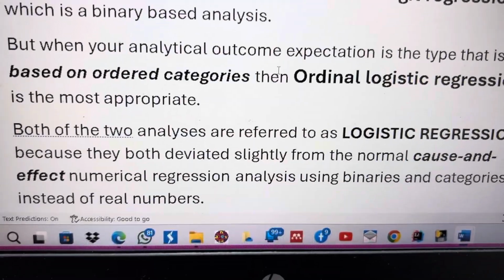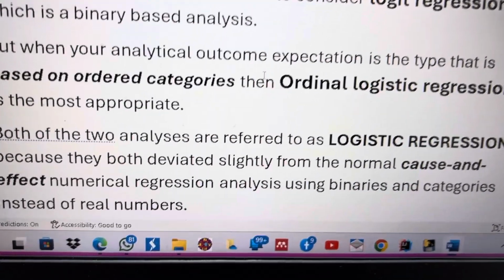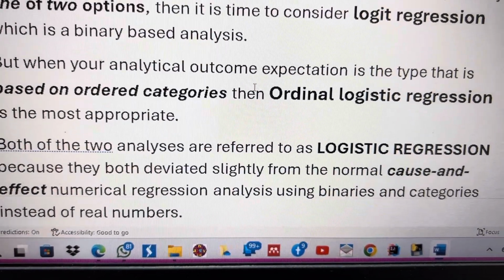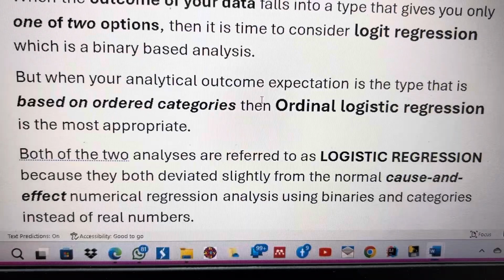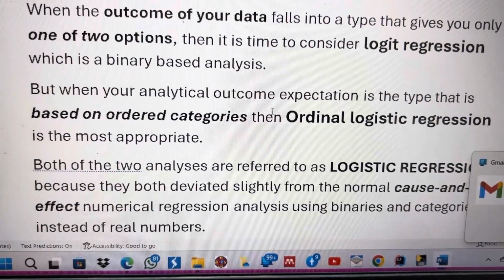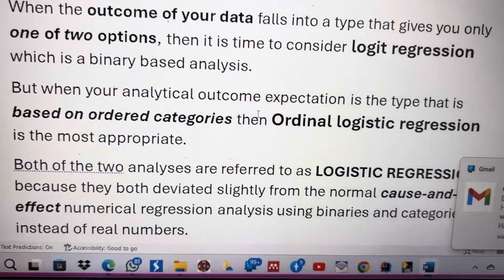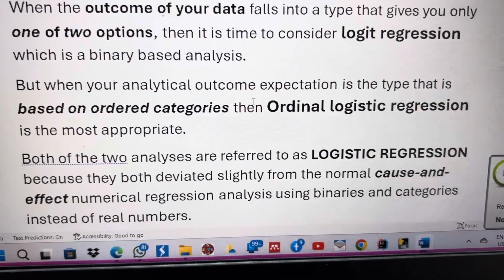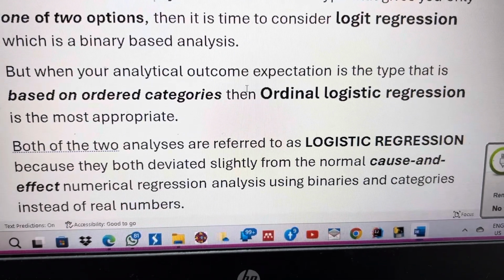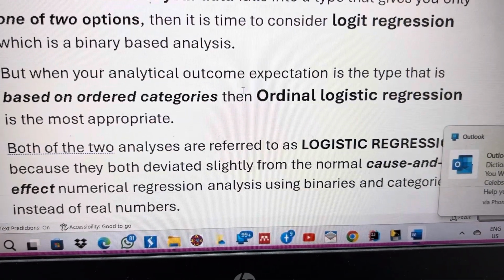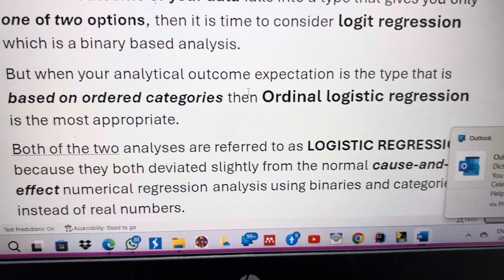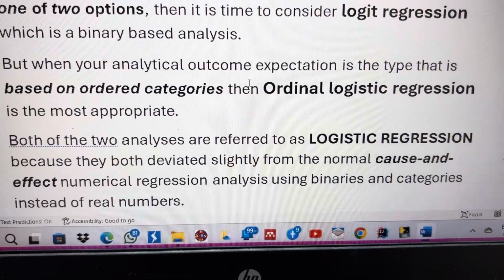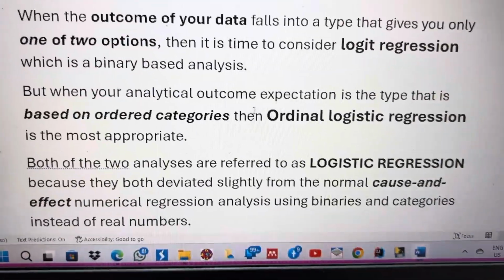Besides, both of the two analyses are referred to as logistic regression because they both deviate slightly from the normal cause and effect numerical regression analysis, using binaries and categories instead of real numbers.